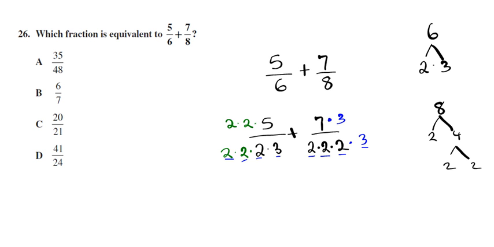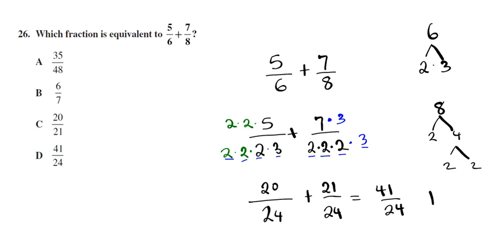That's perfect. So at the top, we're going to have 2 times 2, 4. 4 times 5 is 20. 20 divided by 2 times 2 times 2 times 3, which is 8 times 3, which is 24. Plus 7 times 3 is 21, divided by 24. And you add them up, you get 41 over 24. So your final answer is D. Alright, let's move on to question number 27.